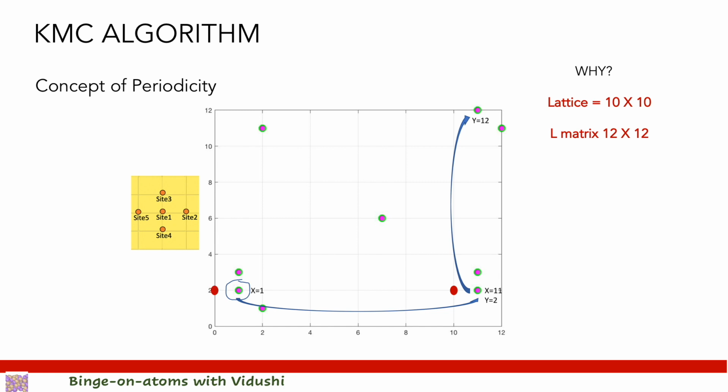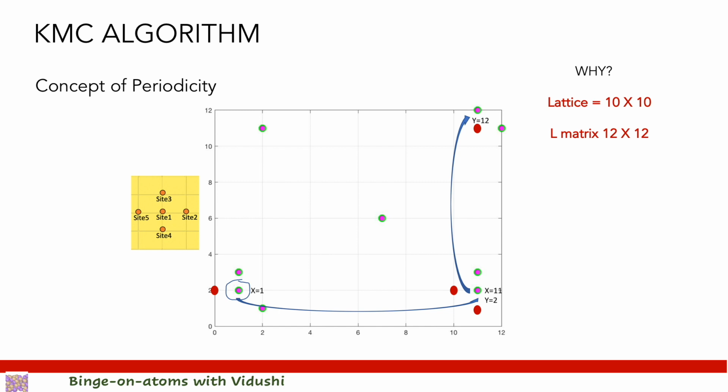This means periodicity in the x dimension is maintained. Similarly, atoms in row 1 and 2 are replicated on the y-axis. Therefore, please remember that the grid and the lattice defined remain 10 by 10.